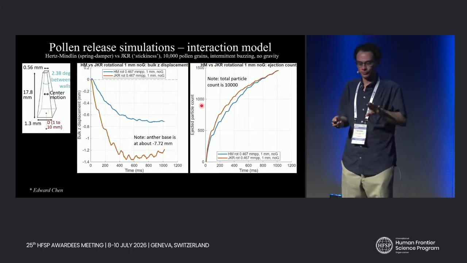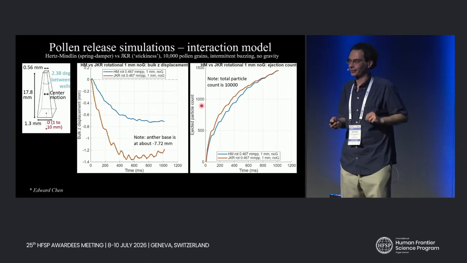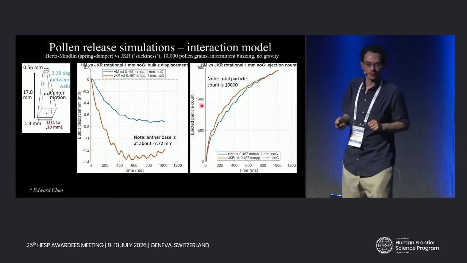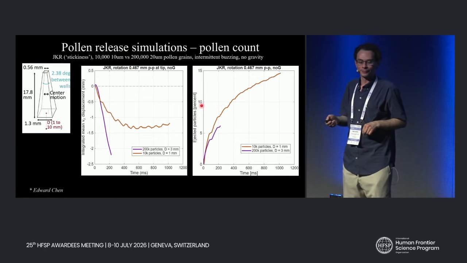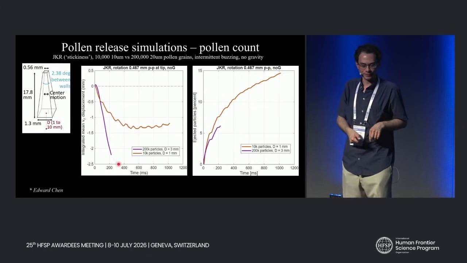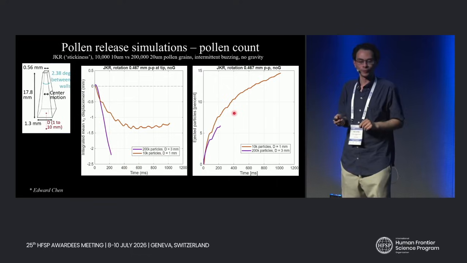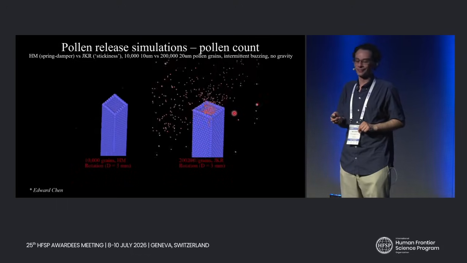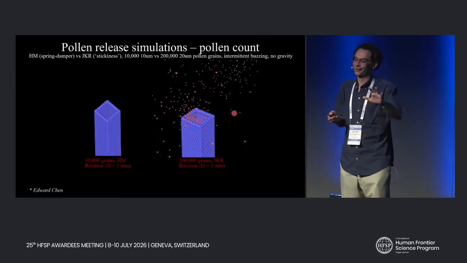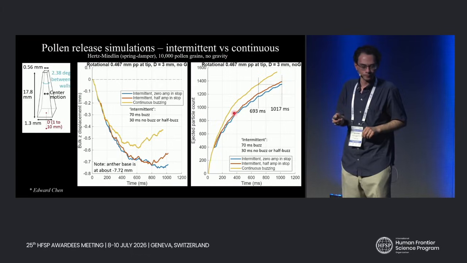And then if we include stickiness in the model, that's this JKR model, then we get more driving in. And if we make a more realistic 200,000 pollen grains in there, it actually made an even steeper driving-in force. So these are still things we're trying to explore. We don't have any clear answers yet on that. But here's just showing the difference if you have the realistic number of pollen grains. It takes a lot longer to run other simulations.